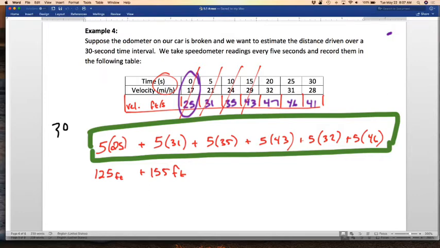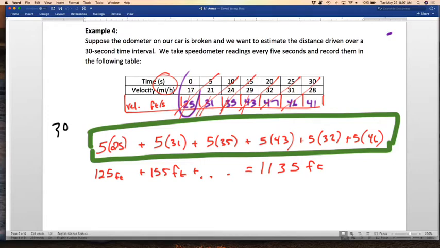So maybe the more accurate way to tick these off is to say for the first 5 seconds I did 25. Up to 10 I did 31, and so on. And so we see that 30 ends right about here. And when we add those all up, the arithmetic is fairly easy. We get 1,135 feet. So that's one approach we could take.